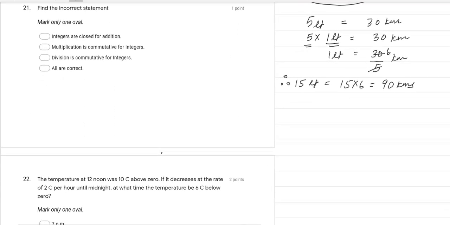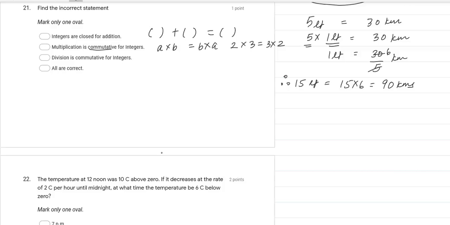Question number 21, find the incorrect statement. Integers are closed for addition. Obviously they are closed. Whenever you add two integers, you will always get an integer only. There is no chance you will get any other number. We have done this property. Then we have, multiplication is commutative for integers. Yes, it is commutative. But what do you mean by commutative? The order of these values doesn't matter. So if you write a into b or b into a, it is the same thing. Example, 2 into 3 is the same as 3 into 2. So this is also correct.